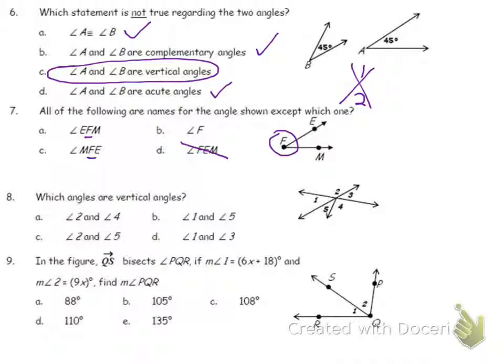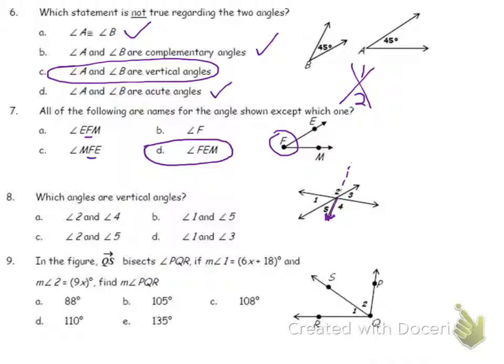If we look at answer B, we have angle F. We can identify them as just the vertex letter, so there's our F again. But let's be careful with this. We want the name that is not. So D is the one that is not. Now if we wrote FEM, that would actually be an angle that looks like this, which is clearly not the one we have. Okay, which of them are vertical angles on number 8? We have to be careful here because you notice that line between 4 and 5. This does not go through the vertex.